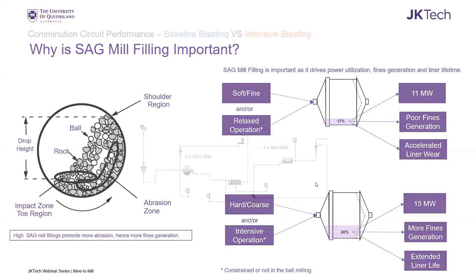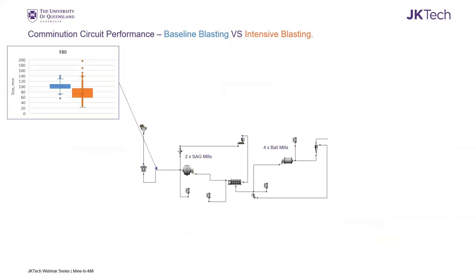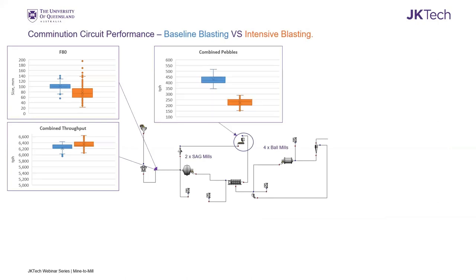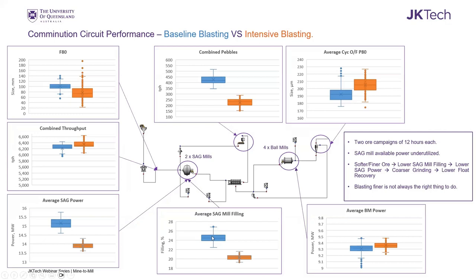So this just brings us back to this slide with the performance metrics for these two ore campaigns that I showed you earlier. This is just to show you the power of having accurate SAG mill filling readings for these 12-hour periods each. As you can see here, the much finer material resulted in a slightly higher throughput, but because it was very soft and fine, it produced a much lower SAG power because of the much lower mill filling.